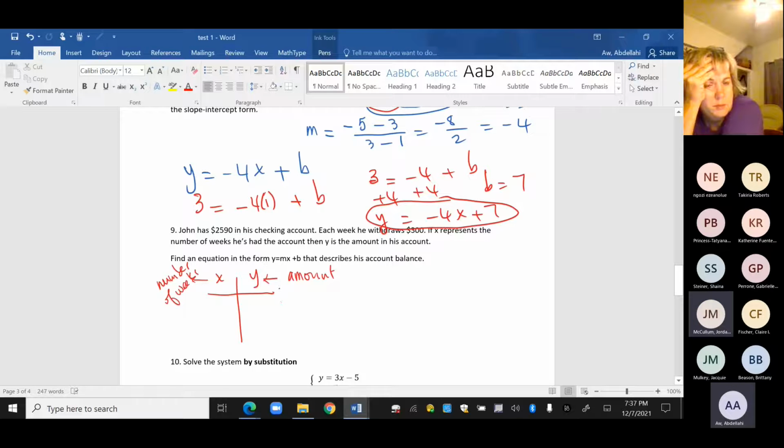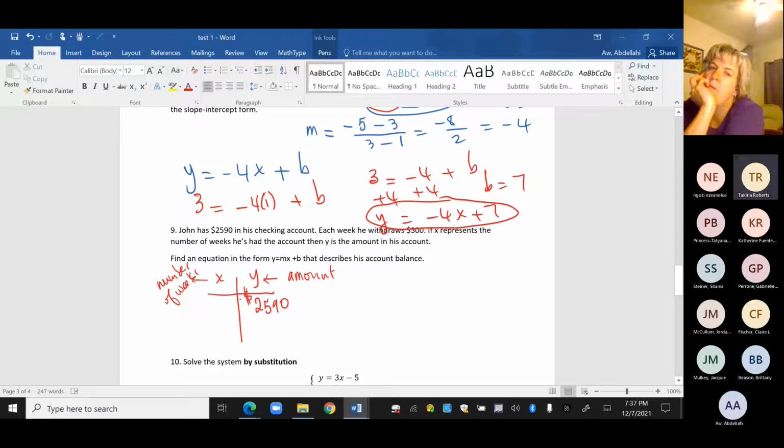What week number? He has 2,590. Is he week number what? X. That is a week. Is it like the first week, second week, or just at the beginning? We don't know. That is at the beginning, right? You see, John has 2,590 at the beginning, right?